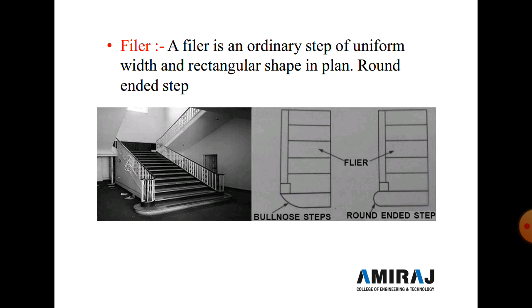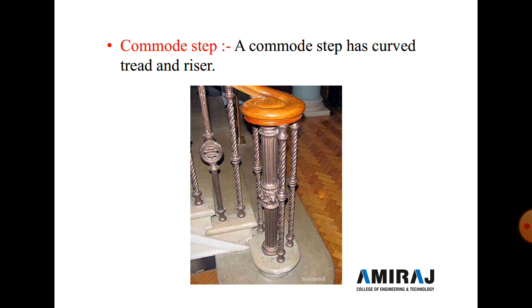Now next is the filler. A filler is an ordinary step of uniform width and rectangular shape in plan, while the round ended step is provided at the start. So a filler is a normal simple step. Now the next type of step is a commode step. A commode step has a curved tread and rise. So here a curved shape is provided in the tread and the rise.